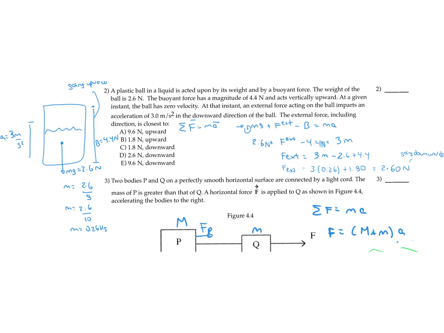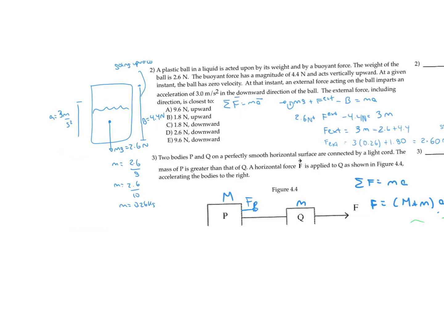In the next problem, we have a plastic ball in a liquid that is acted upon by its weight and by a buoyant force. We know that the weight is 2.6 newtons and that the buoyant force has a magnitude of 4.4 newtons, which is acting vertically upward. It says at a certain point the ball has a zero velocity, and at that exact moment the external force acting on the ball has an acceleration of 3 meters per second squared in the downward direction. So the question is, find the external force and its direction.